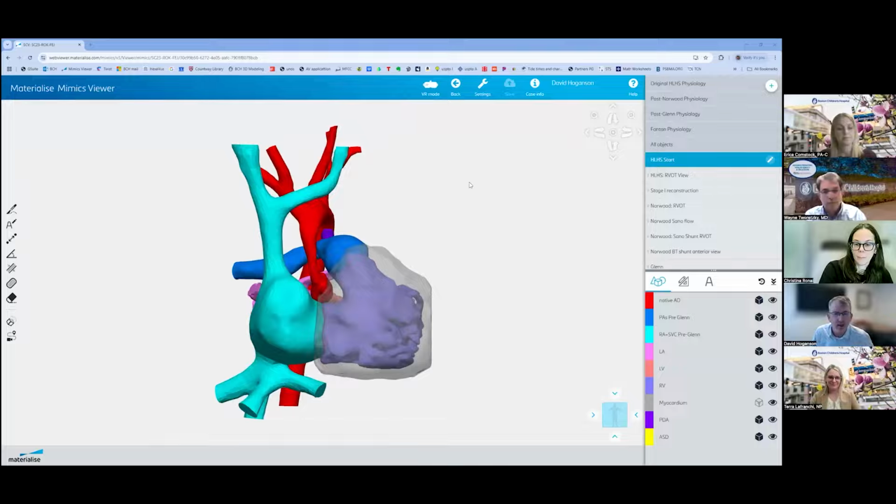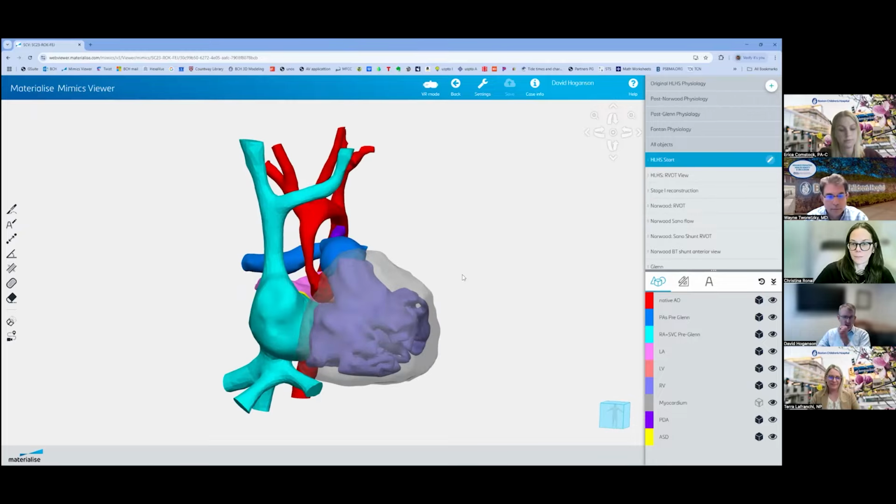Share my screen here. So Dr. Hoganson, again, one of the pediatric cardiac surgeons, cared for a lot of the neonates with single ventricle heart disease, including hypoplastic left heart syndrome. Just showing on my screen a three-dimensional model of a patient with hypoplastic left heart syndrome.